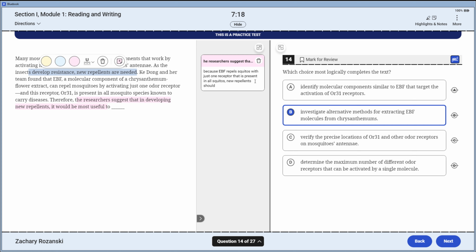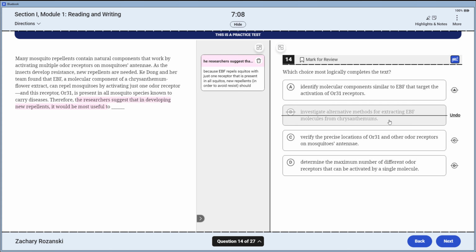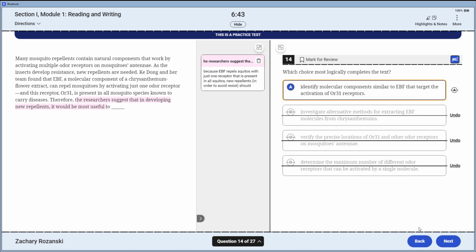Insects develop resistance. New repellents, in order to avoid resistance, should... No, viva la resistance. So B is false. We don't want more EBF because EBF might lose the special thing. We want other ones that are very special that can target just this one thing and get those squeedos out of here. This A is gorgeous. I'll read the other ones. Verify the precise locations and other odor receptors. No, we don't need to know others. We just know this one, and I think we already know where it is because it's already doing its job. Would it make any sense? Determine the maximum number of... no. From a single molecule, no. We already have that they just do one. I don't want to overload it. There was something charming about EBF doing it in one.